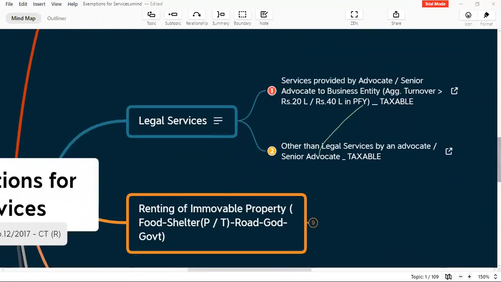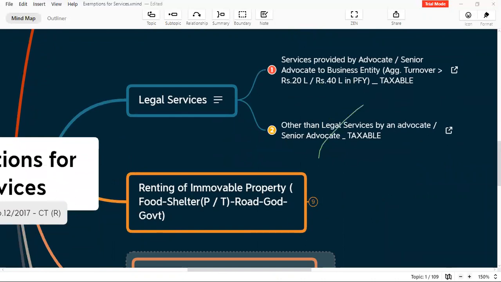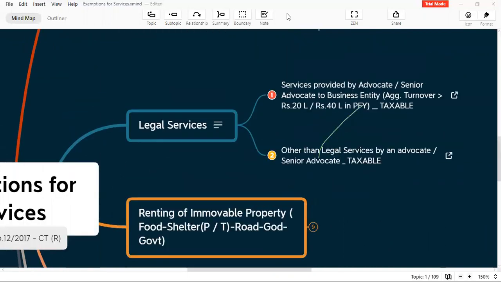The next one is about legal services. Any doubts on legal services? You can put forward the questions, anybody who has doubts on legal services. Okay, so we will move on to the next point, which deals with renting of immovable properties.